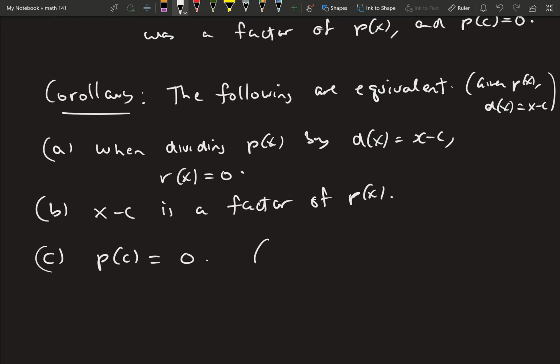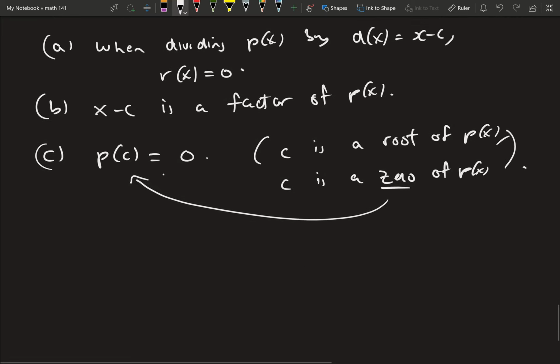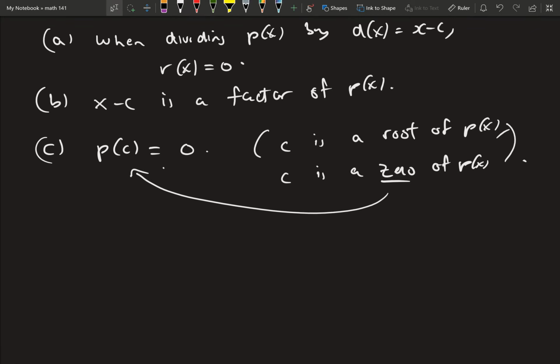So if p of c is 0, what we say is c is a root of p of x, or another way of saying it, c is a 0 of p of x. What does that mean? That means exactly p of c is 0. Okay? So let me leave you here with a little exercise.